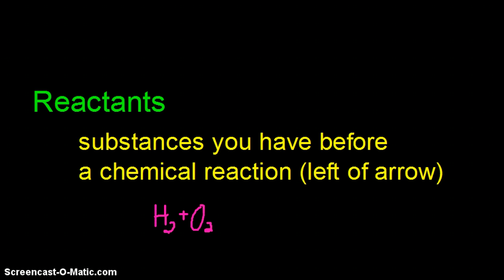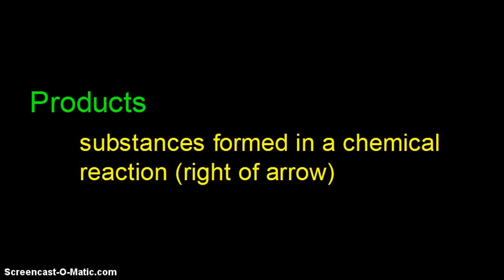And the next word is products. You probably already know what the products are. They're the substances formed in the chemical reaction, and they're going to be on the right of the arrow. Make sure you write down the parentheses. That'll help you when you're studying. And if we're still talking the same equation, anybody know what the product will be? You probably guessed it. H2O is what's produced, what's made in this reaction.